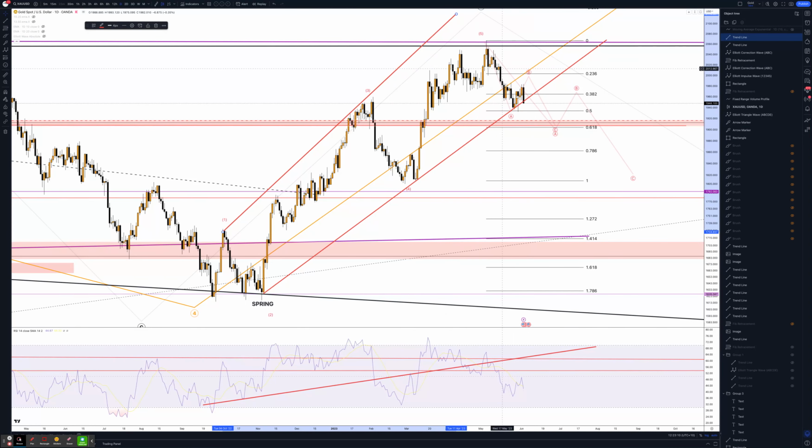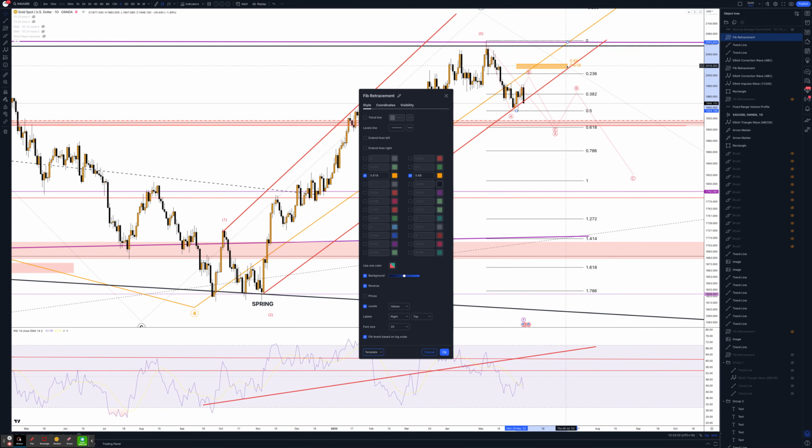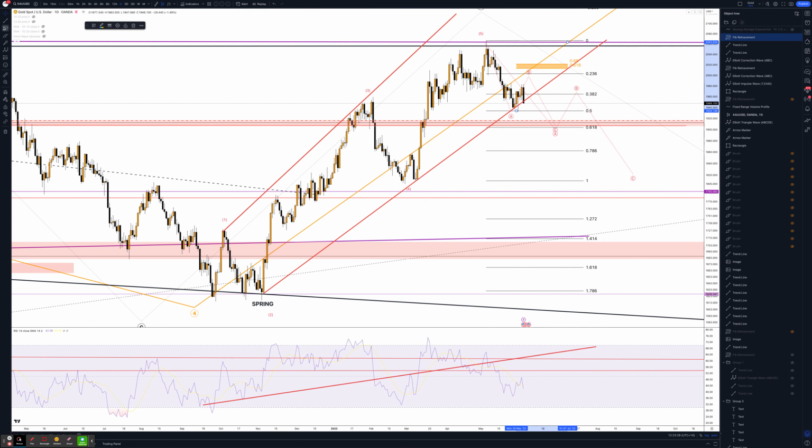And so that is where I'm going to see weakness. I might see from here, let's see if it goes there. Let me just change the template. That's our golden ratio, give or take. And the other one is from here to that golden ratio level. And we are seeing resistance.